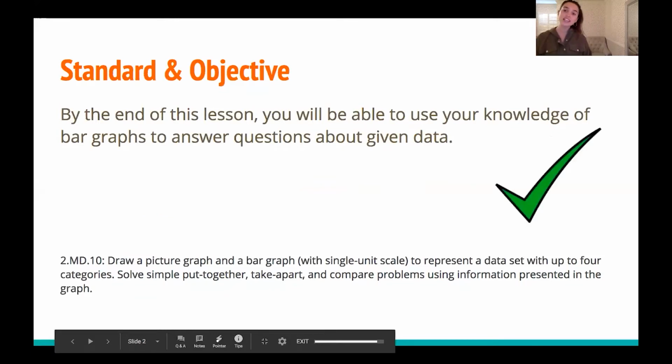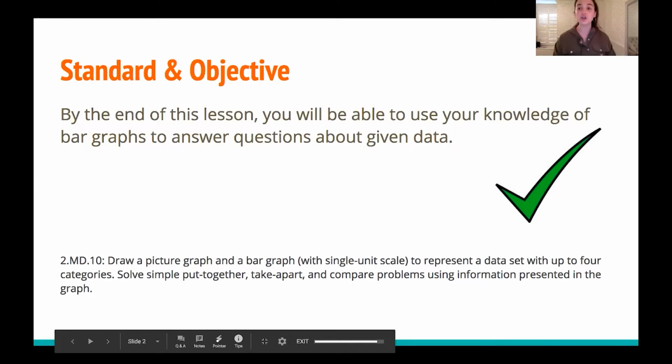All right, so I always like to go into our standard and objective before we jump into our lesson. And the reason why is so that you guys know what you should be learning and you can decide if you feel comfortable or if you feel like you need to put in a little bit more work. So our objective is by the end of this lesson, you will be able to use your knowledge of bar graphs to answer questions about given data. So basically, we will be looking at bar graphs and you will be able to answer questions that are asked based on your knowledge of how to read and interpret bar graphs.